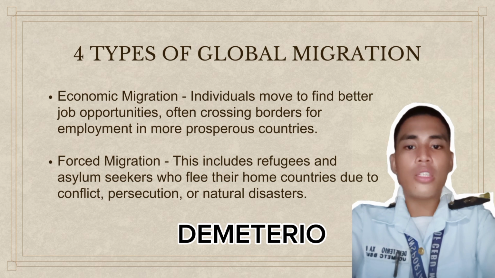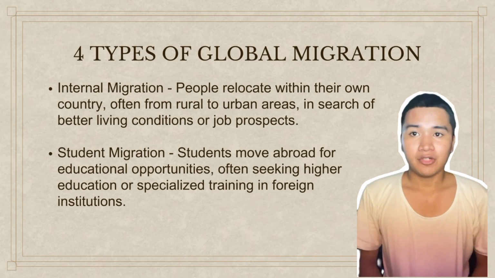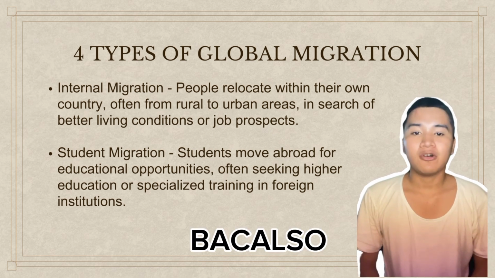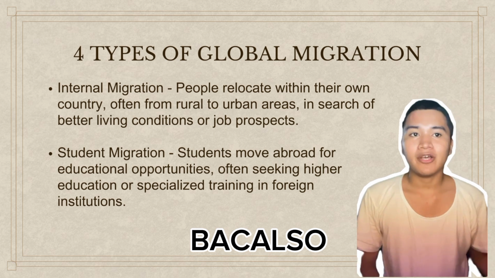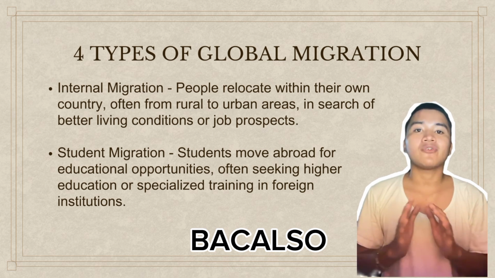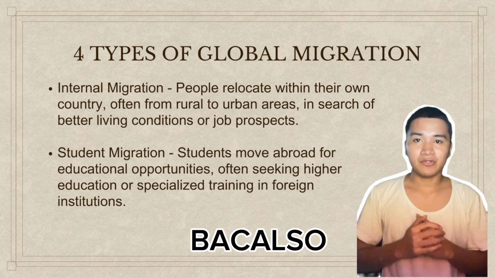And lastly, human trafficking victims. These are individuals who are forced into labor or sexual exploitation against their own will. Internal migration refers to the movement of people within a country, often from rural areas to urban centers, driven primarily by the pursuit of better living conditions and job opportunities.